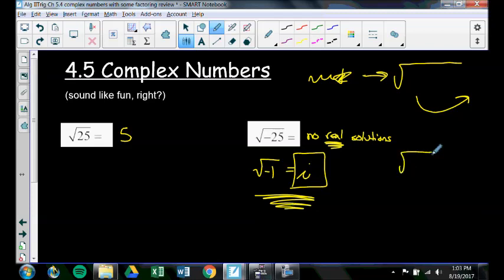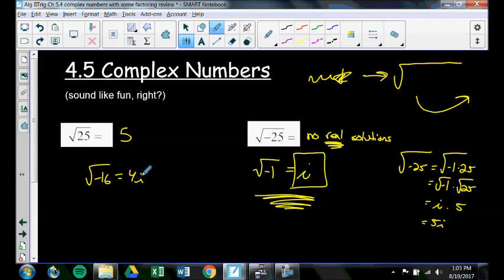That means the square root of negative 25 can be thought of as the square root of negative 1 times 25. And we know the square root of negative 1, it's i, and we know the square root of 25, it's 5, so this becomes i times 5, which we then call 5i. In the same way, the square root of negative 16 is 4i, and the square root of negative 900 is 30i.